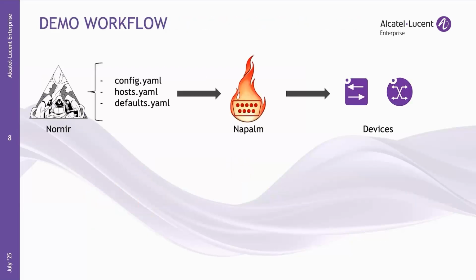Nornir uses a set of YAML files to define our inventory and configuration. First, we have the config.yaml file, which is the main configuration for Nornir itself.